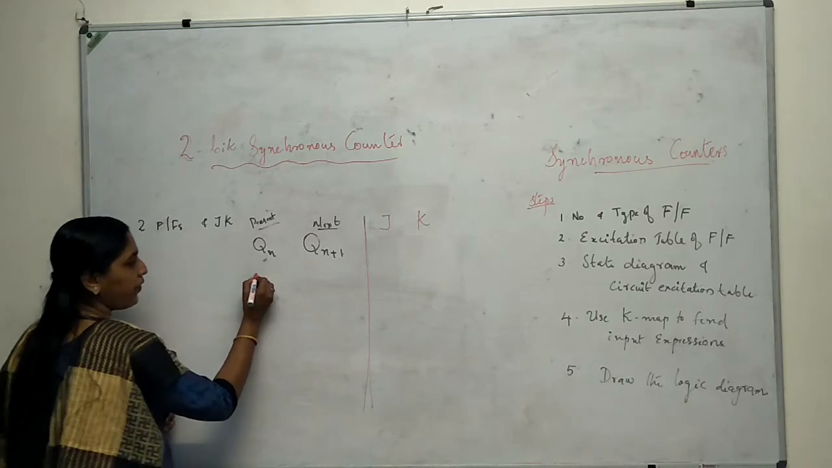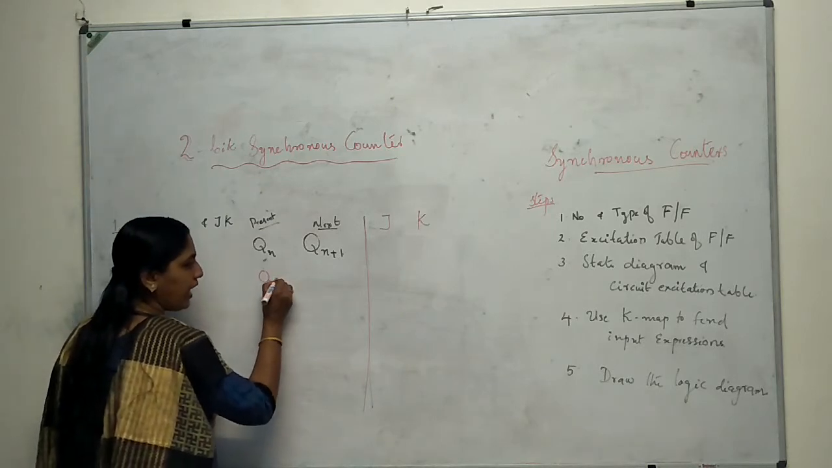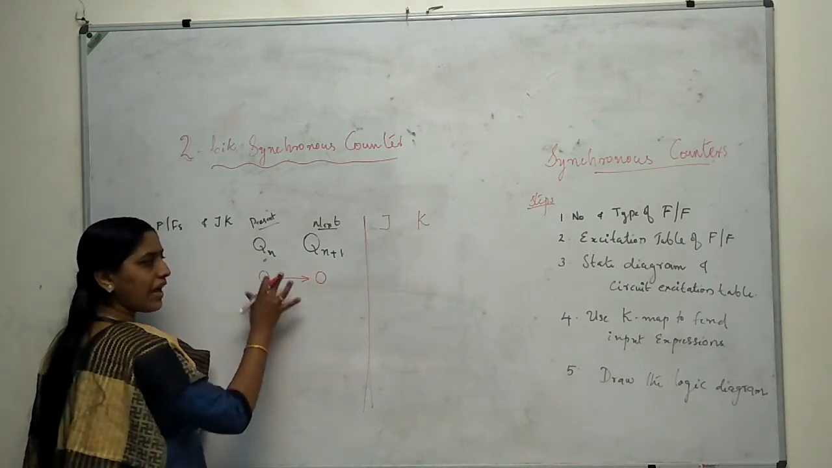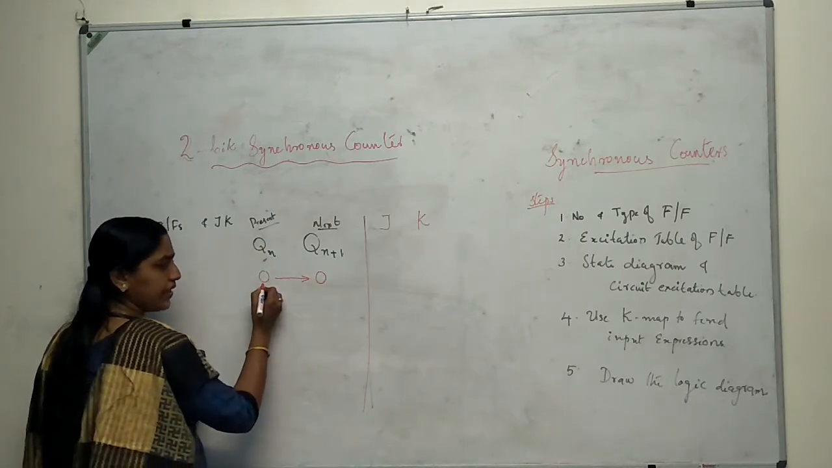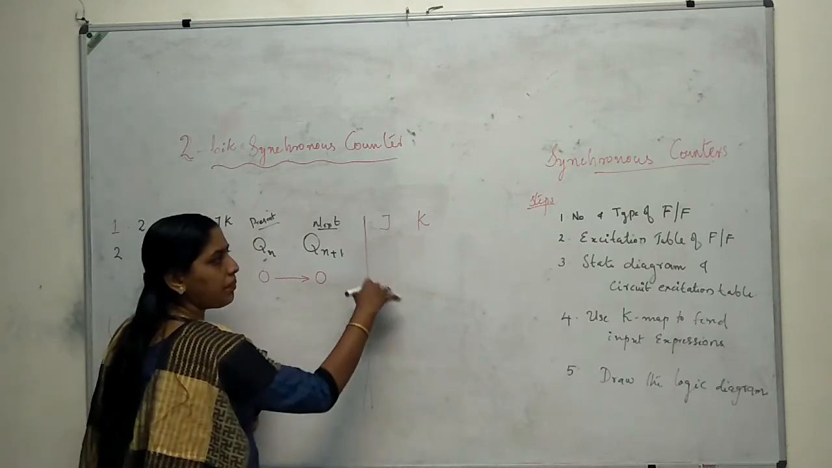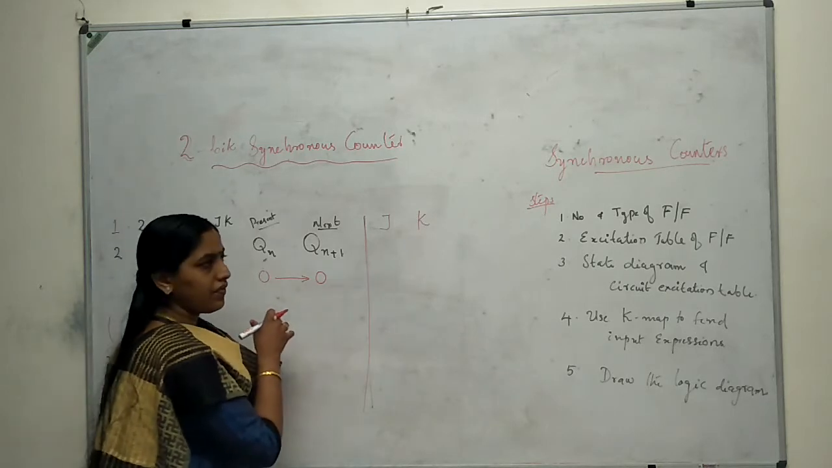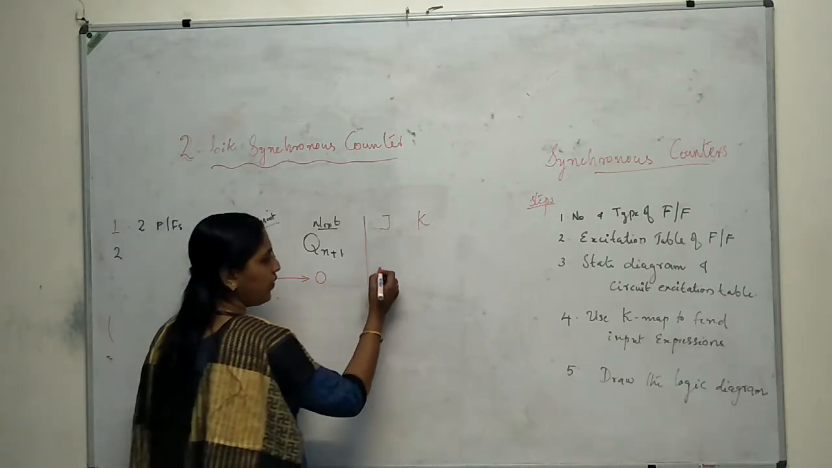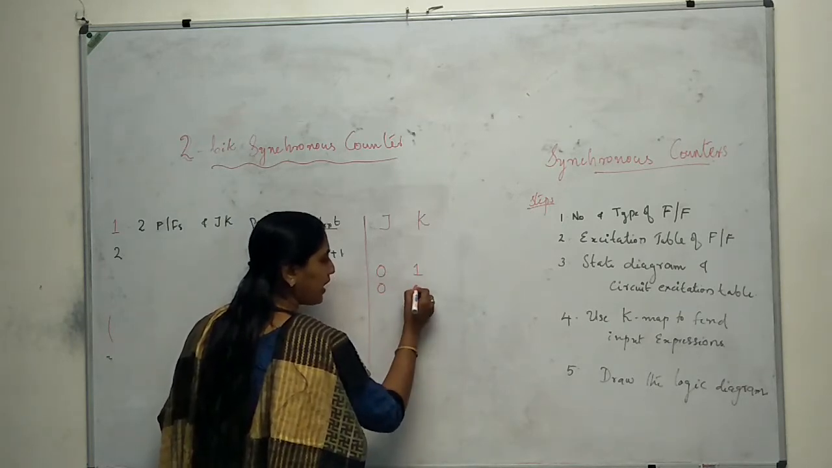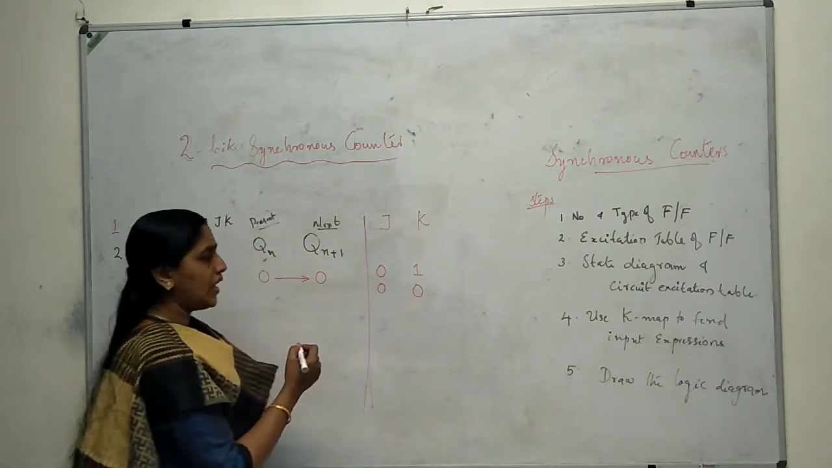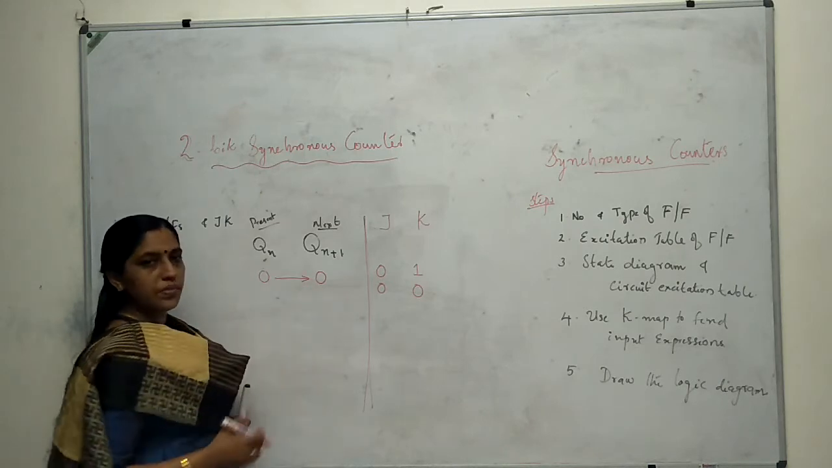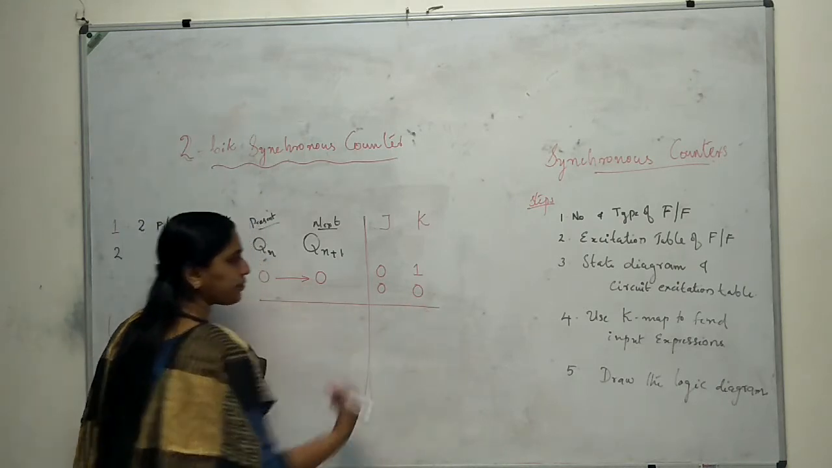Okay, so if we have current state 0 and next state also 0, we have four different combinations. If the current state is 0 and the next state is also 0, for what input combinations will you get this particular state? If J is equal to 0, K equal to 1, and if J is equal to 0 and K equal to 0, in these two cases, if the present state is 0, the next state will also be 0. So this is the first condition.